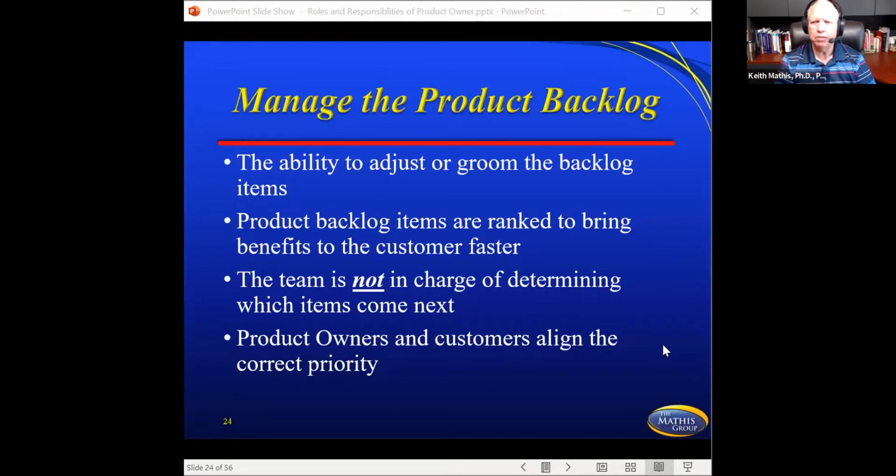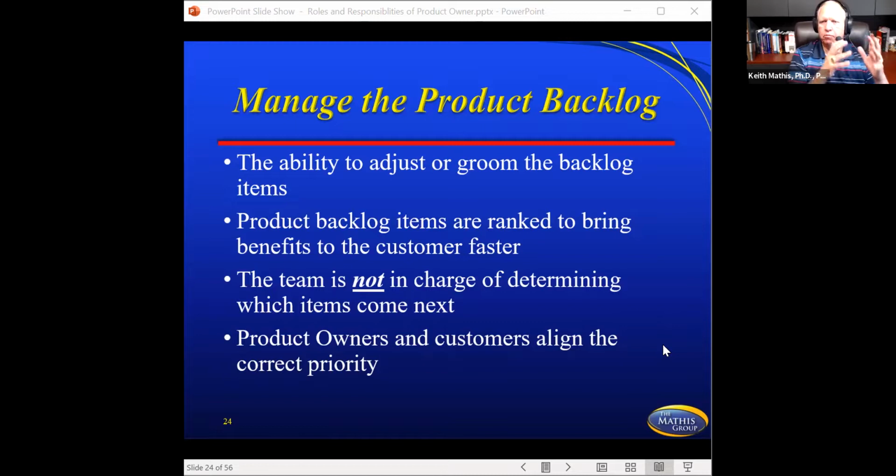All right, so let's talk about the backlog. One of the main responsibilities of the product owner position is managing the backlog, which is the master list of all the features and functionality. They called it grooming, and now it has been changed to refining. And so backlog items are ranked to bring benefits to the customer.